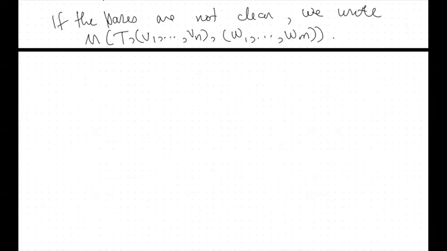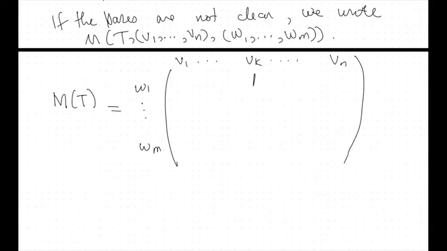So the matrix of the linear map depends on the choice of basis for V and W. All right. So this is how we write this. The matrix of the linear map T: you write W1 up to Wm, and then V1, and then Vk here, and then Vn, and then this is A1K, and we end with AMK.